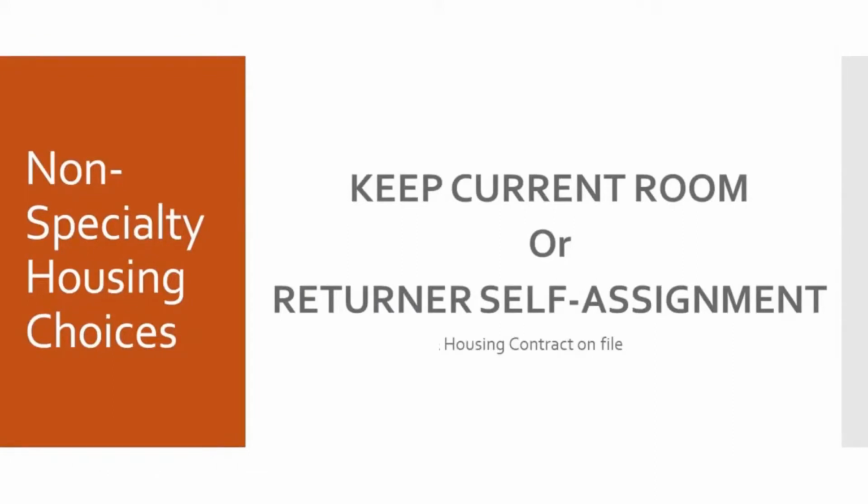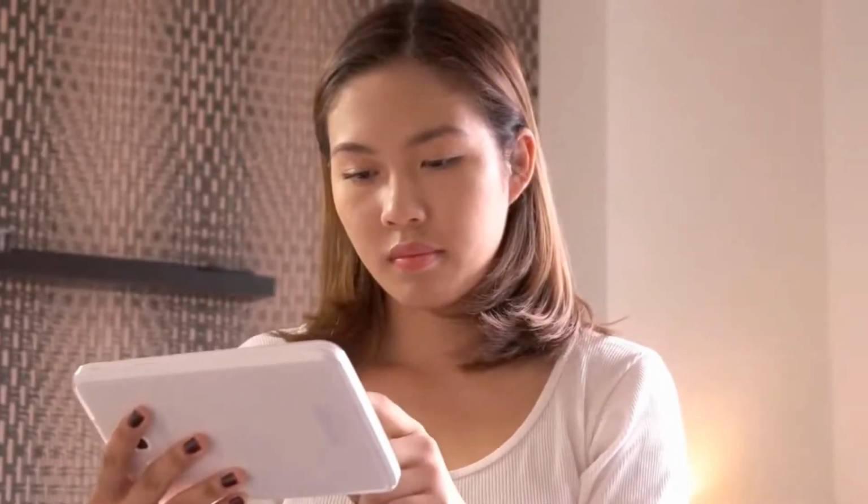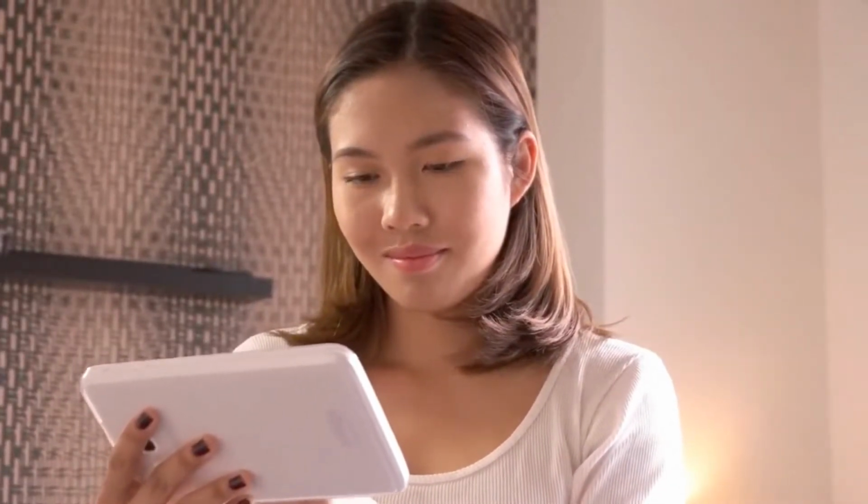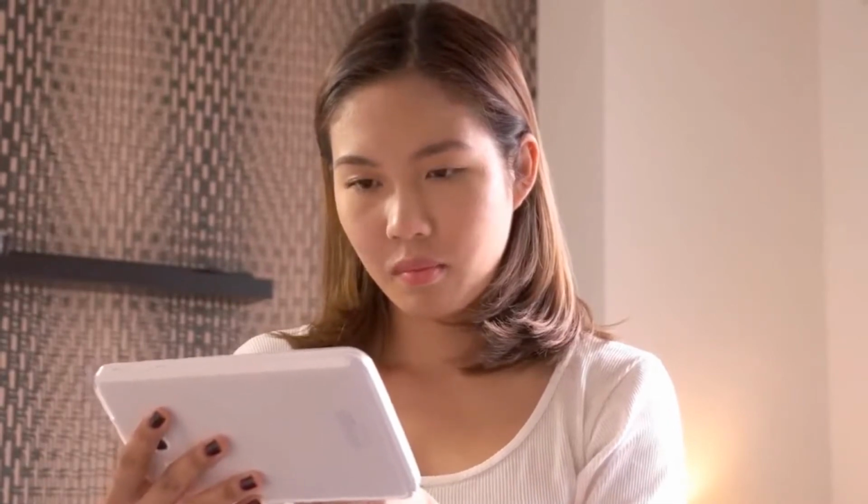The first step in either process is to submit your housing contract on your MyDrury portal by 4 p.m. Students who do not submit this contract will not be eligible to keep their current apartment or participate in the returner self-assignment process. These students will be randomly assigned based on your preferences on the housing contract. Those participating in the current apartment process will need to check their email for acceptance or denial.